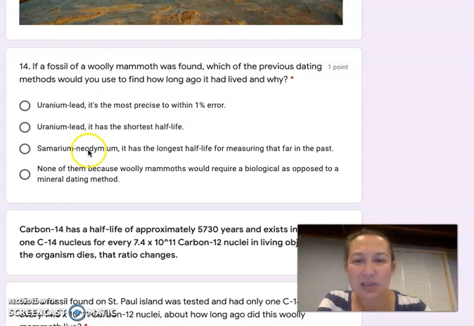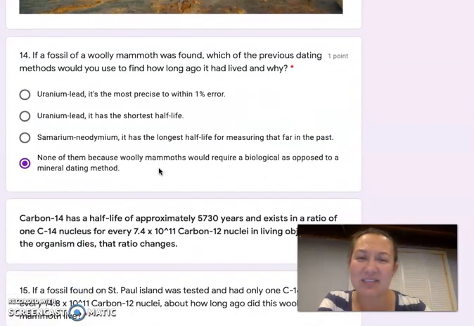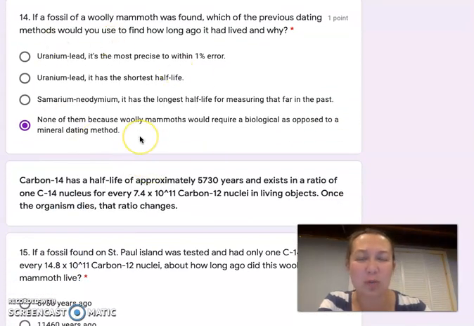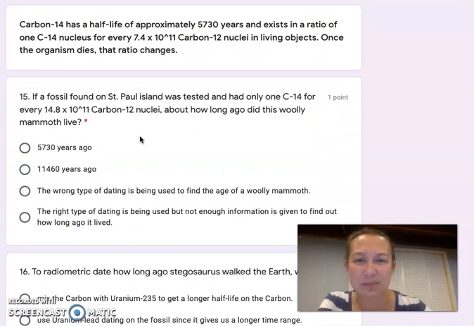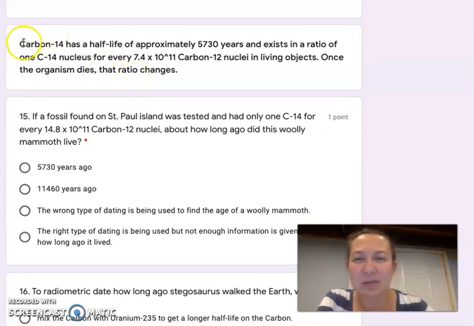I would use none of these because we would need biological instead of mineral dating. Unless this woolly mammoth was eating uranium, it doesn't make sense to use any other form of dating except for carbon. Now, this wording's a little bit funky, so bear with me here.